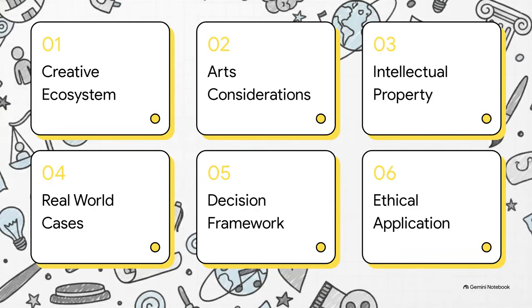Okay, let's dive into this. Here is our roadmap for today. We'll start with the creative arts ecosystem, move into interconnected arts considerations, and then understand intellectual property. After that, we'll hit real-world artistic disputes, break down the decision framework checklist, and finally, wrap things up with ethical application and reflection.